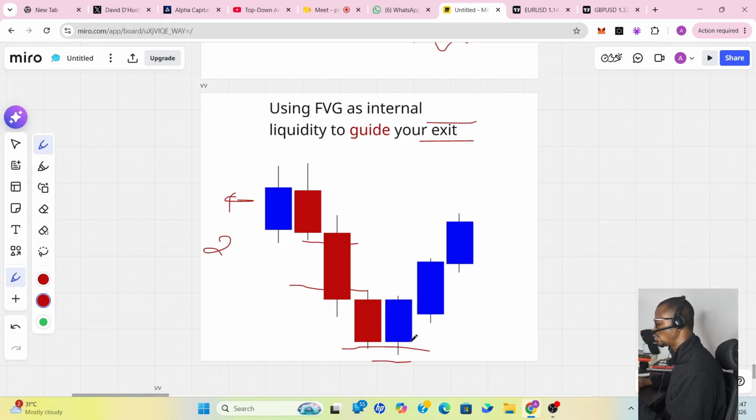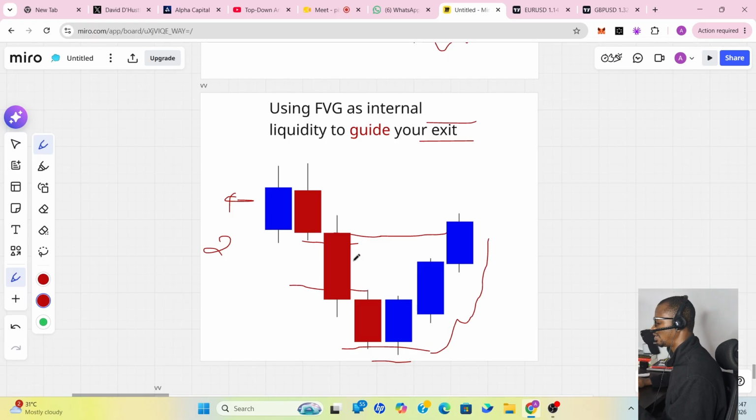So whenever you want to put your take profit, as a smart trader, you want to target slightly above the fair value gap. So you can put your take profit there, and you see price pushing aggressively into that level.